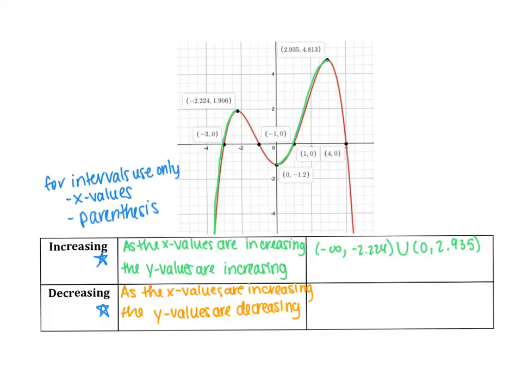And for the two intervals where the function is decreasing, I'm going to color them in, and you can see there are two of them: from -2.224 to 0, and union sign, from 2.935, and it keeps decreasing going to the right. So even though it's decreasing, I'm writing the x values, and the x values are going to the right, so it keeps decreasing all the way to infinity. And that's it for increasing and decreasing.